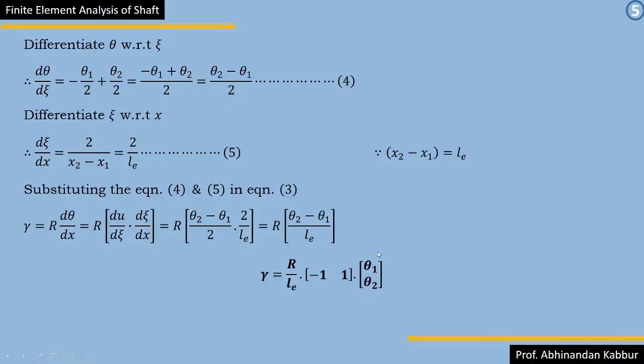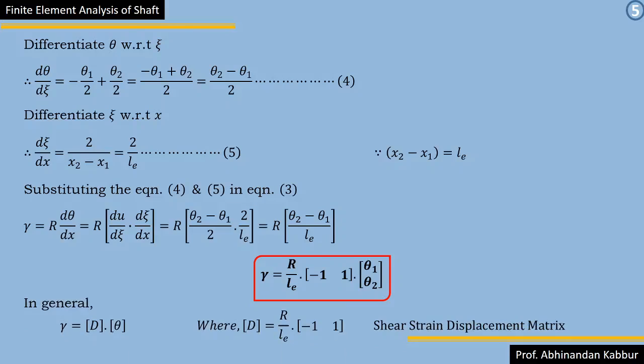So these displacements are the angular displacements theta 1 and theta 2. Theta 1 is associated with a negative sign, therefore it is minus 1, and theta 2 is associated with a positive sign, therefore it is plus 1. So this is the shear strain matrix we have derived. Similarly, using this we'll derive the shear stress matrix next.